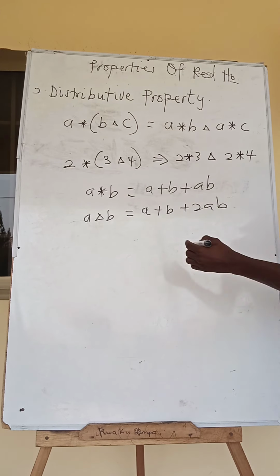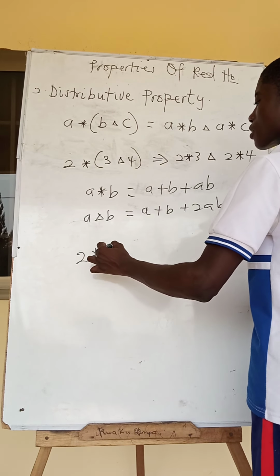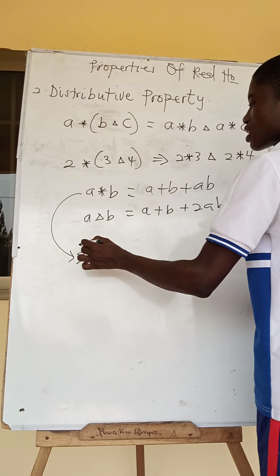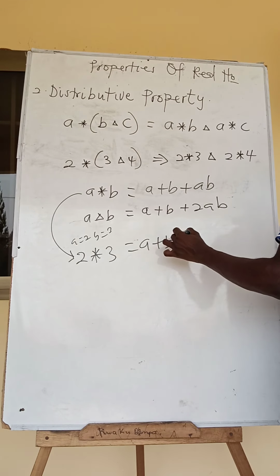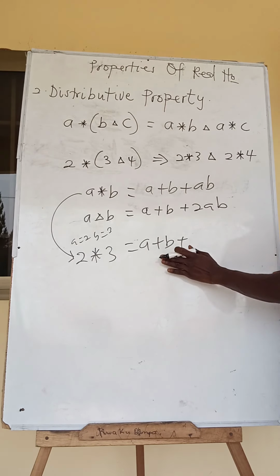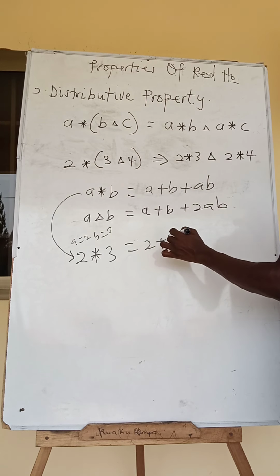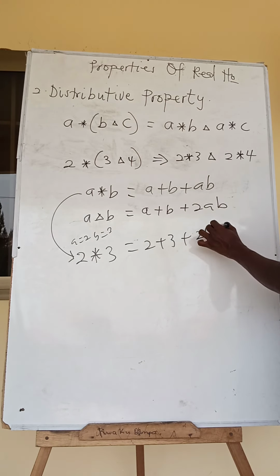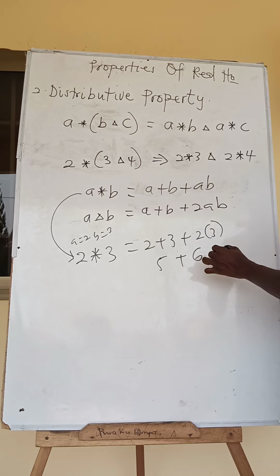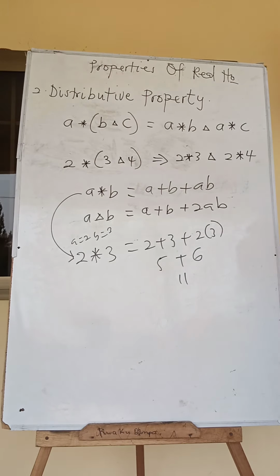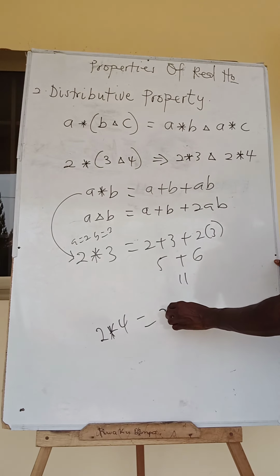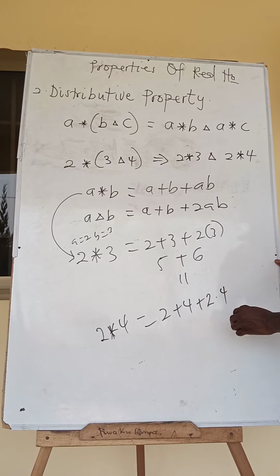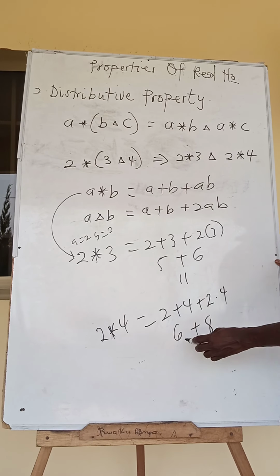Now let's do 2 star 3. Compare it here. You can see that your A is 2, your B is 3. So it's A plus B plus 2AB: 2 plus 3 is 5, plus 6. This is going to give us 11. Right? Let's do 2 star 4 here. So 2 operation 4 is also going to be 2 plus 4 plus 2 times 4. So there is 6 plus 8. 6 plus 8 is what?